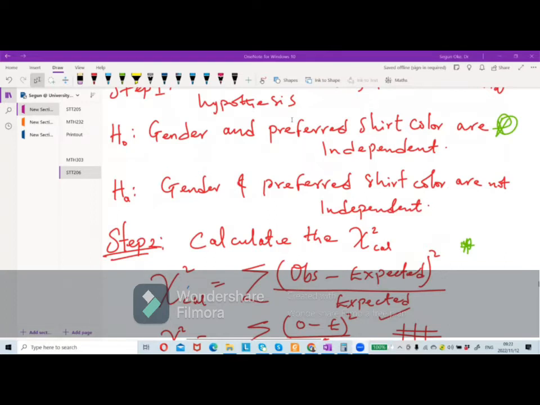Yes, Yaya? Can we put that gender and preferred shirt color are dependent instead of are not independent? You can put it there. It's possible, because when they say are not independent, they are using a negative to negate the statement. So it simply means gender and preferred shirt color are dependent. Simple. Okay. Thank you so much, sir.